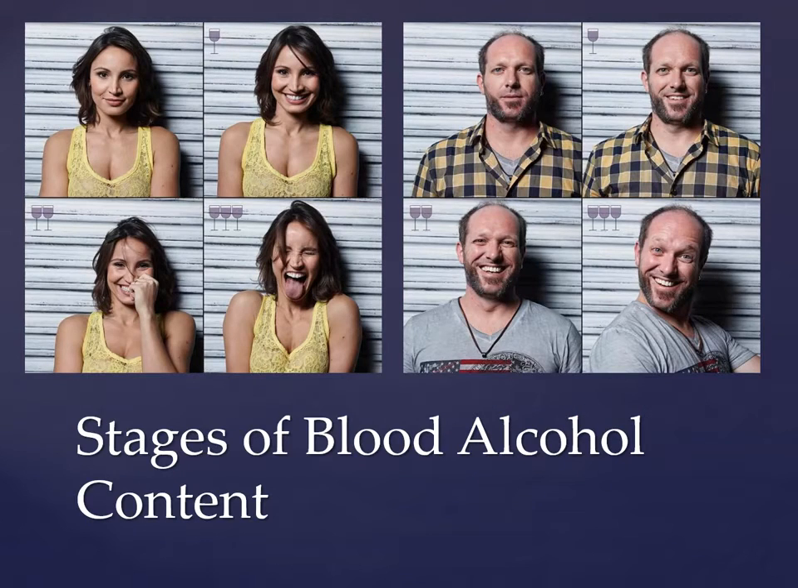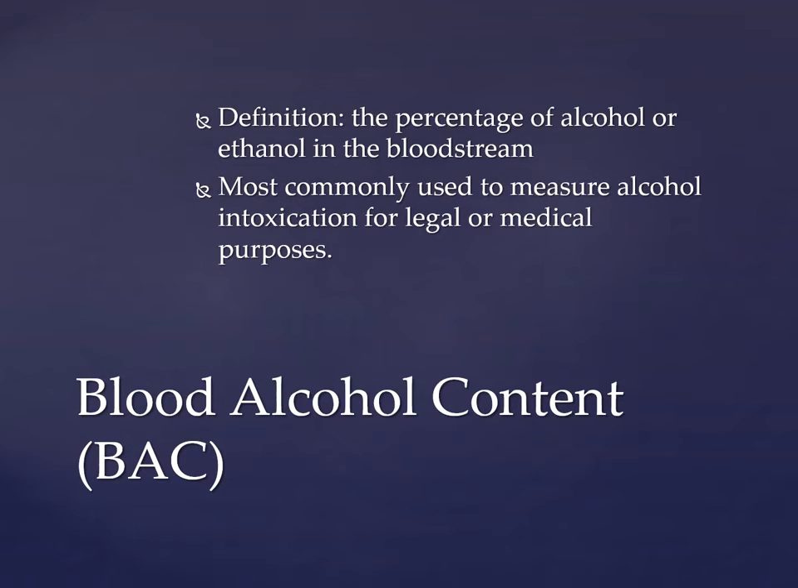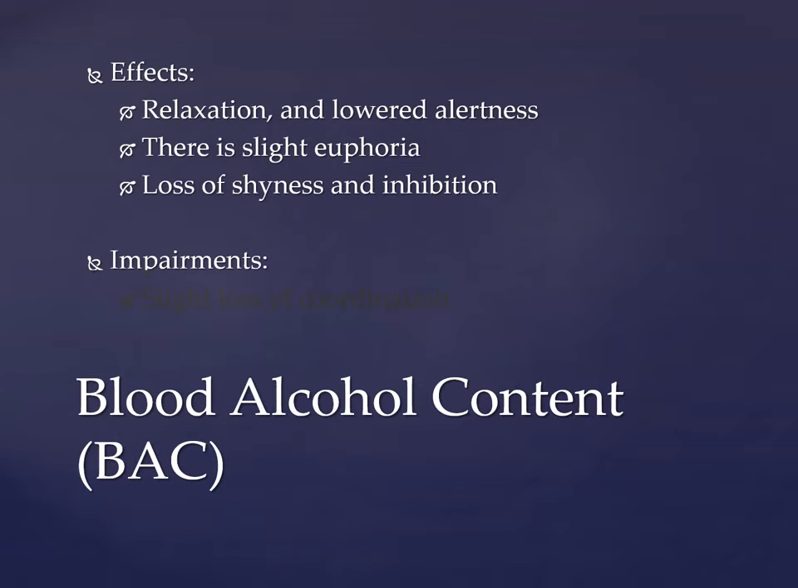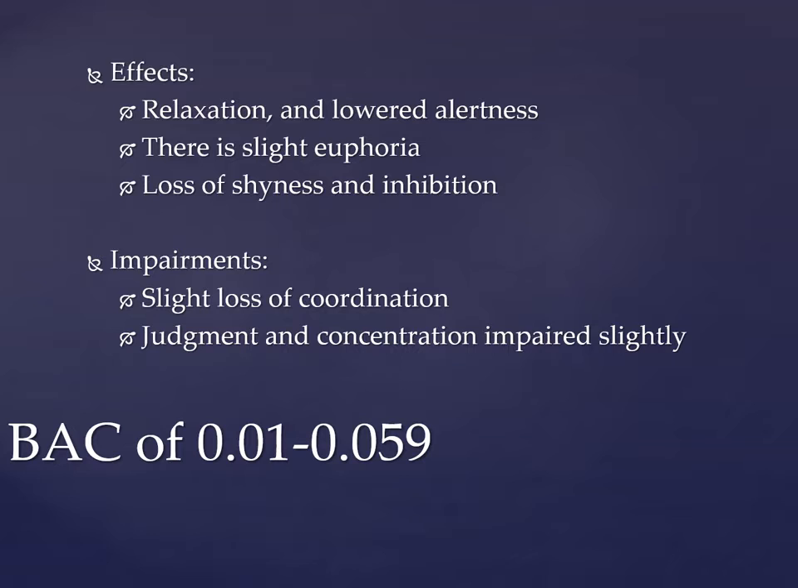Let's talk about the stages of blood alcohol content. Blood alcohol content, abbreviated as BAC, is the percentage of alcohol or ethanol in the bloodstream, most commonly used to measure alcohol intoxication for legal and medical purposes. A blood alcohol content of 0.01 to 0.059 causes relaxation and lowered alertness. There is a slight euphoria and a loss of shyness and inhibition. You may notice a slight loss of coordination, and judgment and concentration are slightly impaired.